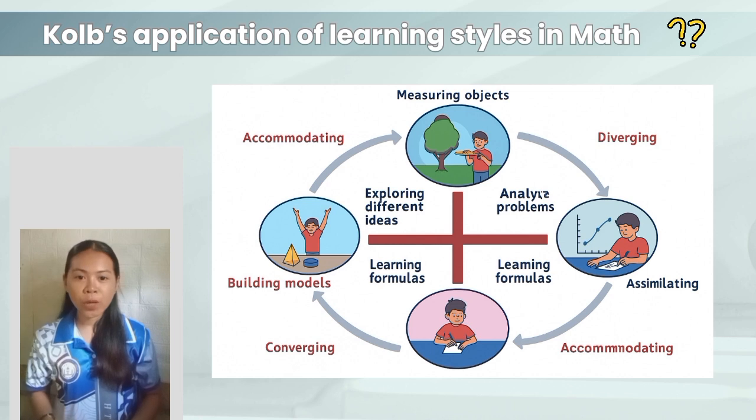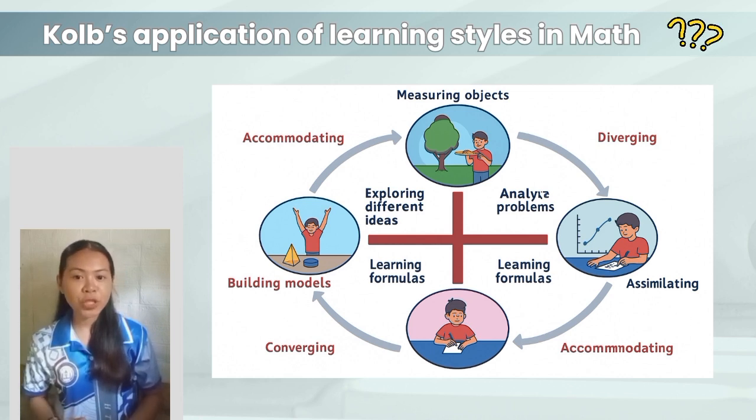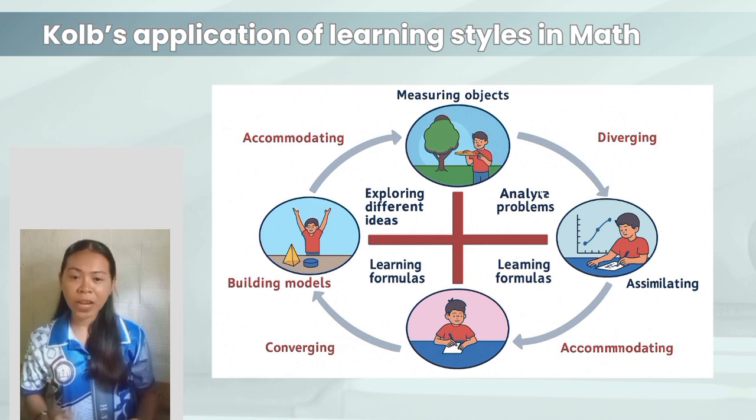Then the learner will proceed to the third stage of Kolb's learning cycle, which is the abstract conceptualization, such as learning formulas. From that reflection, students form ideas or concepts, connecting their experience to math principles, such as formulas for area, perimeter, or volume. In this stage, students manipulate and conceptualize what they reflected on. Then up to converging, where the learner applies math concepts to solve problems.